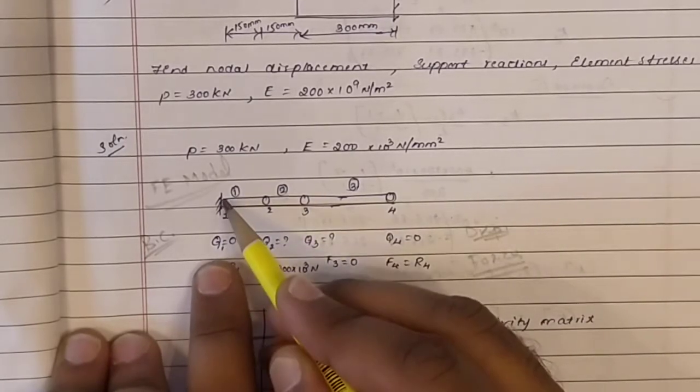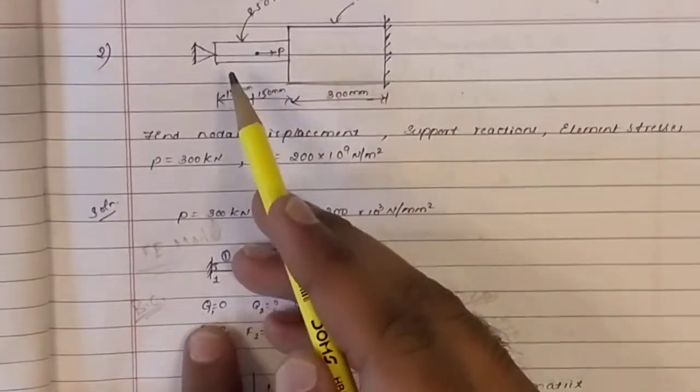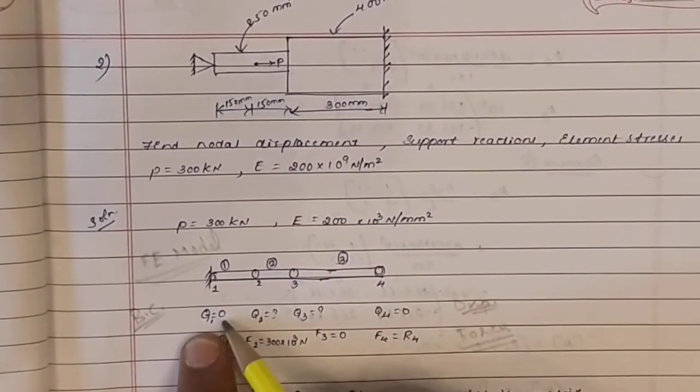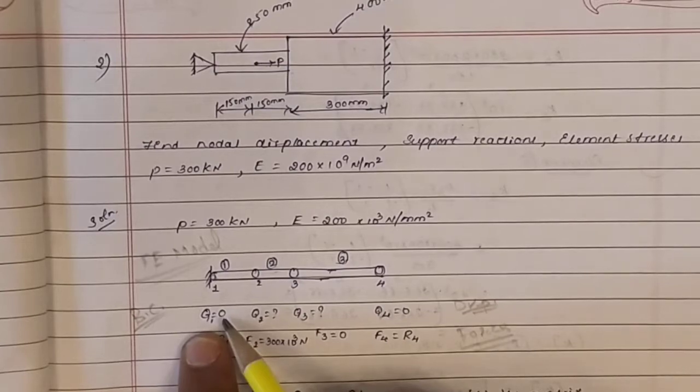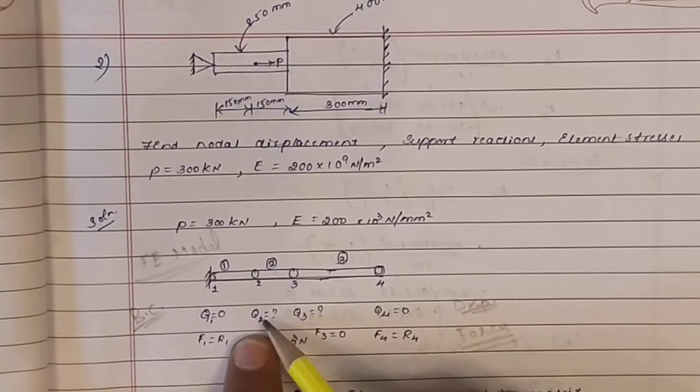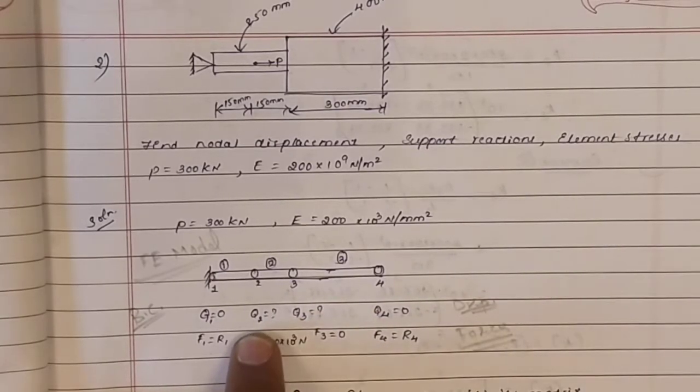So first try to figure out the displacements. Q1. The first node is completely fixed, so there won't be displacement. So Q1 is equal to 0. Coming to the second node, it is not fixed, so there will be some displacement. We have to find the displacement. Just put a question mark.